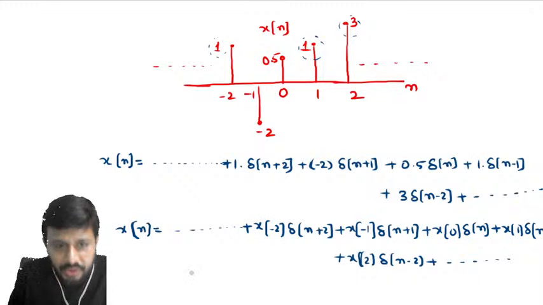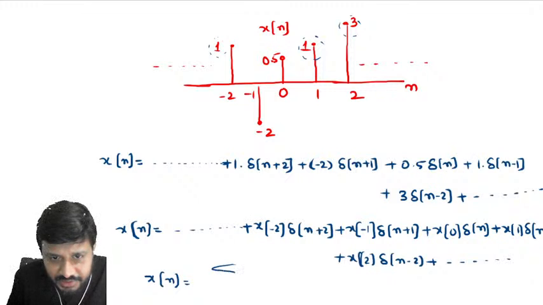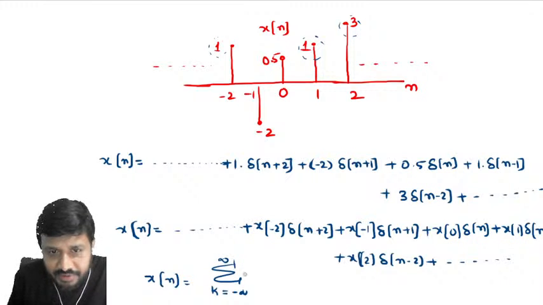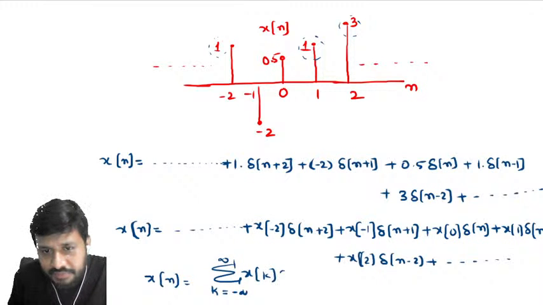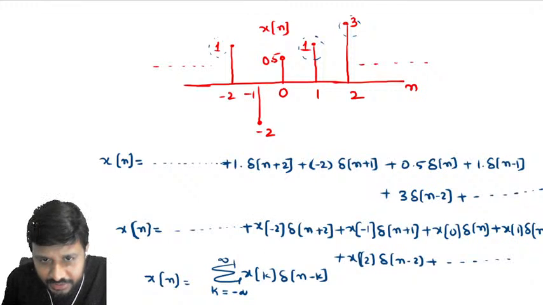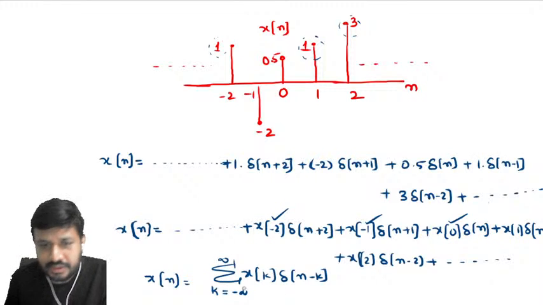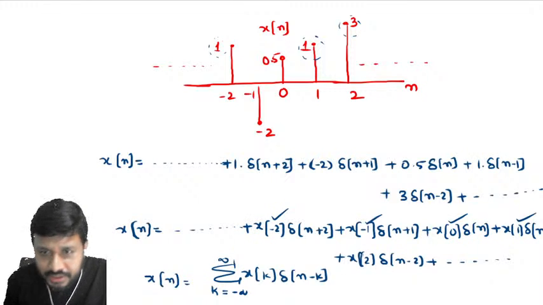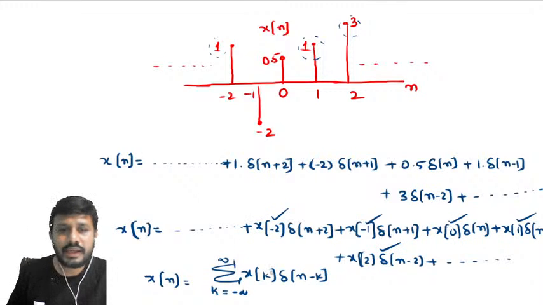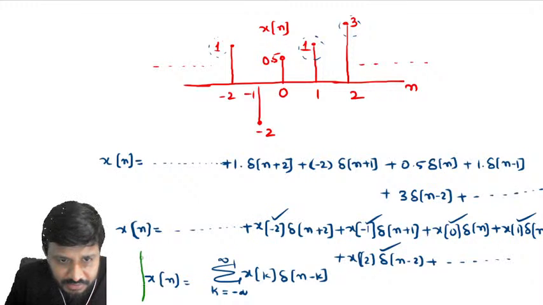Or by putting all these terms, I can write in a single expression: summation of x of k into del of n minus k, with k varying from minus infinite to infinite, where x of n is any arbitrary signal. Can I write like this? Because if I substitute k equal to minus 2, I'll get this one. If I substitute k equal to minus 1, I'll get this one. If k is equal to 0, 1, 2, I'll get the respective terms. So any discrete time signal can be represented in terms of impulses by this expression.